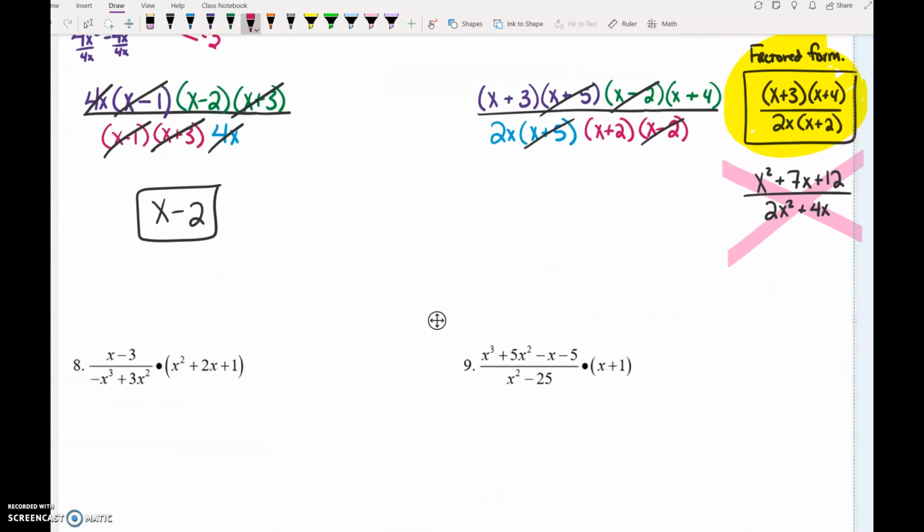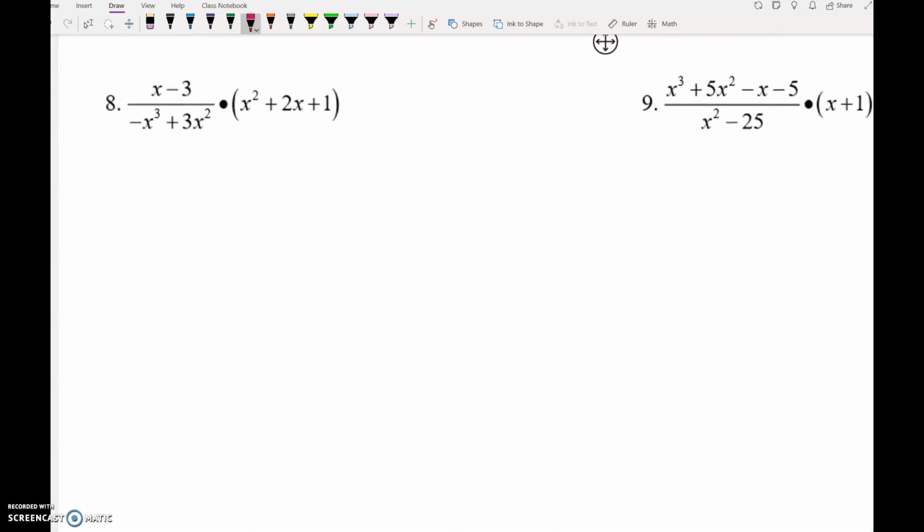Okay, number 8 we aren't actually going to do. I just want to show you the format of this. If you don't see a denominator, this thing is over 1. So there is a denominator there, it's just 1. So that x squared plus 2x plus 1, when you factor that, that will be in the numerator, and there just isn't a denominator other than 1 there.